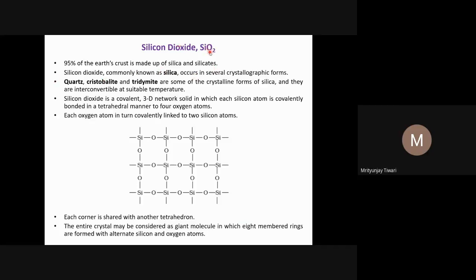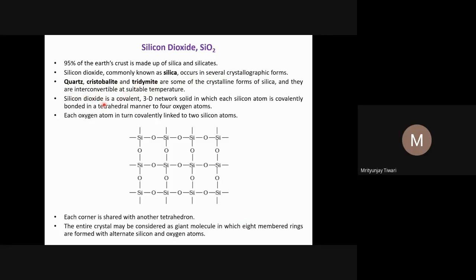Silicon dioxide, SiO2, commonly known as silica, occurs in several crystallographic forms. Some examples are quartz, cristobalite, and tridymite, which are different crystallographic forms of silica. These crystalline forms are interconvertible at suitable temperatures, so they change from one form to another depending on the temperature.